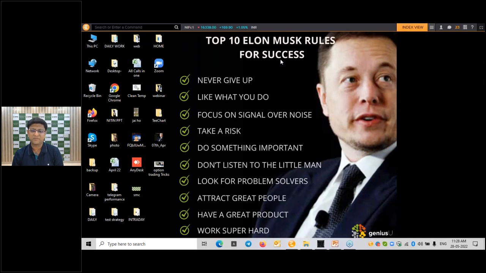Top 10 Elon Musk rules for success. Never give up. Like as you said that you've lost your capital, don't give up. Follow the principles and try it for the next 10-15 days and then again revise the concept and do it. Focus on the signals, not on noise. Like focus on the signals that we discussed. Focus on the breakout, not on the news, not on what is happening here and there, not on TV channels. Focus on the signals, focus on the breakouts, focus on the breakdown. So that is point number 3.